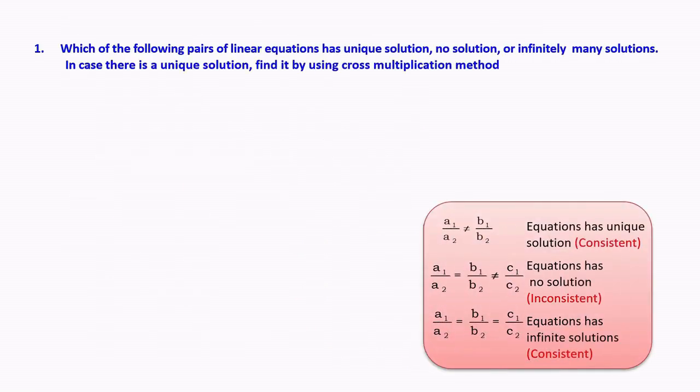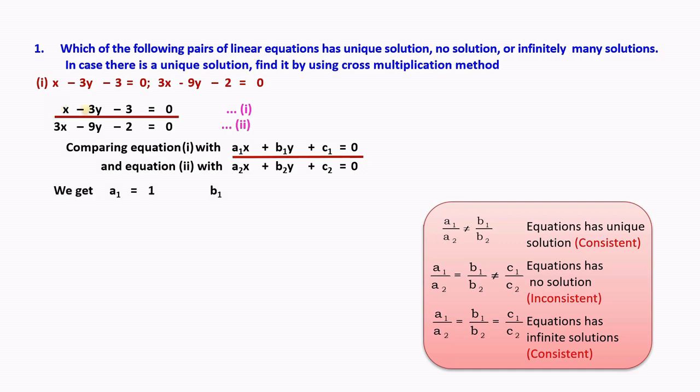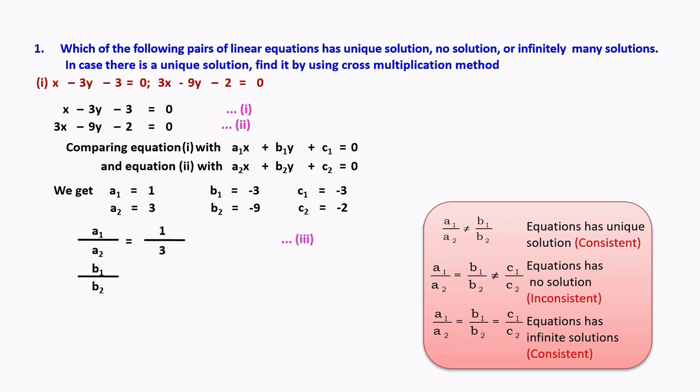Let us solve this step by step. We are given two equations. First equation, x minus 3y minus 3 equals 0. Second equation, 3x minus 9y minus 2 equals 0. Now compare both equations with the standard form ax plus by plus c equals 0. From the first equation, a1 equals 1, b1 equals minus 3, c1 equals minus 3. From the second equation, a2 equals 3, b2 equals minus 9, c2 equals minus 2.